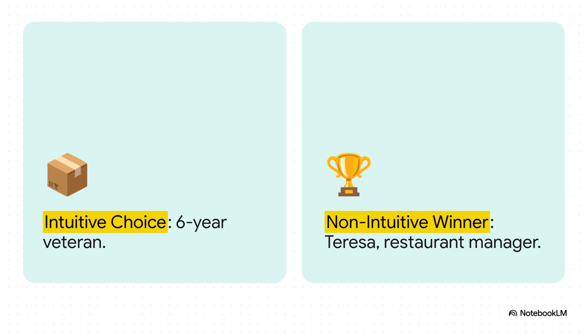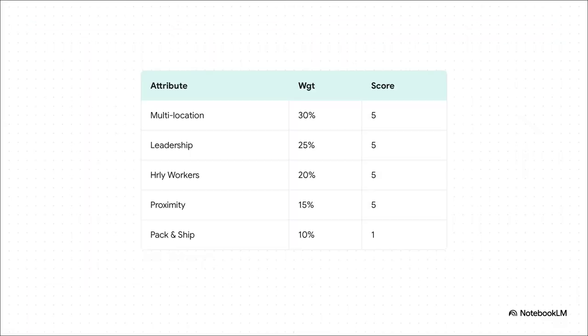If they had just relied on their fast, intuitive System 1 brain, they absolutely would have hired the veteran just because he spoke the industry language. But they needed to force themselves to look at the whole picture. And this table proves exactly why Teresa won the math. They assigned weights to what actually mattered most for the role. Multi-location management was 30%, team leadership was 25%, managing an hourly workforce was 20%, pack and ship experience, only 10%.